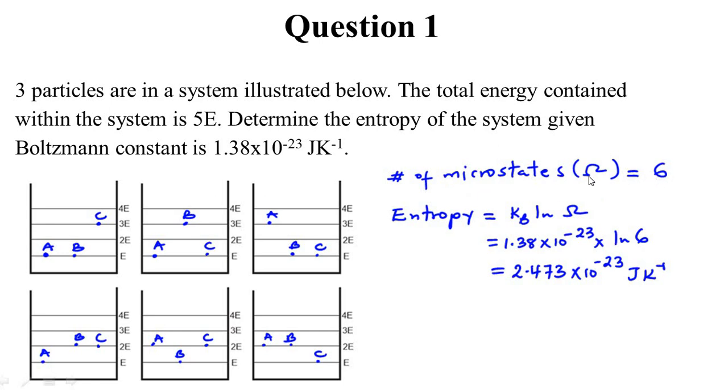We normally represent this by omega. So entropy in this approach can be calculated by the Boltzmann constant times the natural log of the number of microstates. So we have 1.38 times 10 to the power minus 23 times natural log of 6. And this will give us the answer by just basic calculations or use of a calculator.